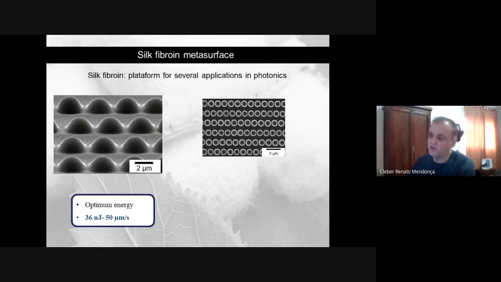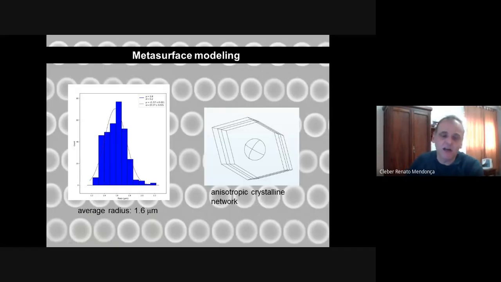Here is just to show that we are actually able to fabricate periodic structures. Those are again SEM images of the microstructures. That's an image at an angle. As you can see, we have some periodicity, and that's the kind of structure that we would like to propose as a metasurface. So that's the way we fabricate the metasurface using the LIFT approach.